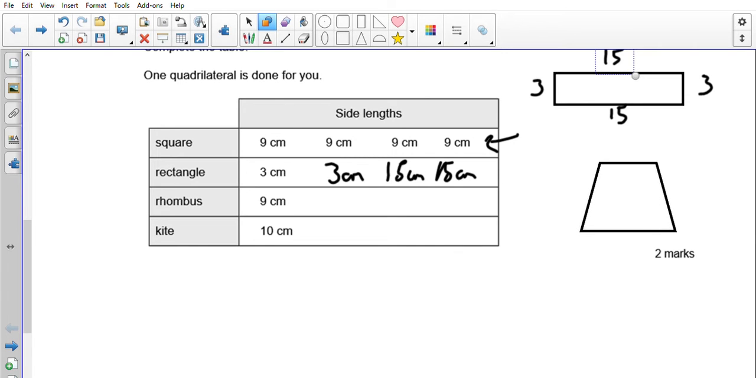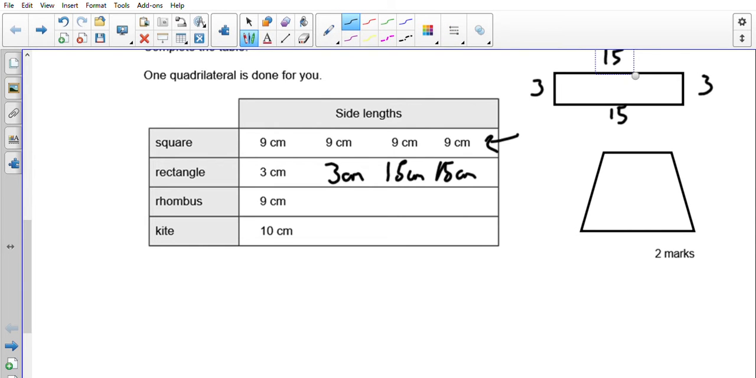So, a rhombus. Now, with my rhombus, it's going to be important to think about where these lengths are going to go. Things that I know is that I have 2 sides that are the same length. I have a shorter side and I have a longer side. If I come back over here and look at the fact that this is a 9 and my square is 9 as well, I can use that fact to help me.